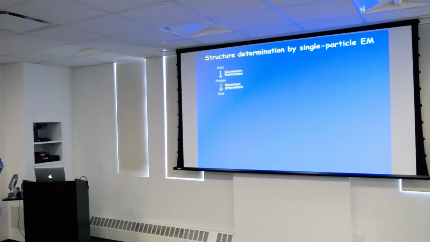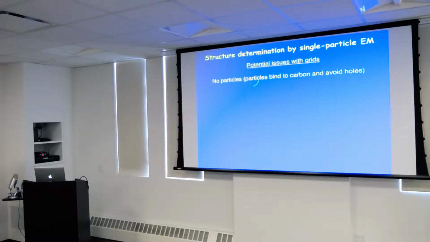So the next thing is specimen preparation. You have your perfectly purified protein, you prepare your perfect grid. And then the issues that you can have are that you have perfect grids, but you don't have any particles on your grid. Or you can have a perfect grid, but it always shows you the same orientation. That happens actually quite often. It's not an unusual problem to have. The problem of no particles basically means that the particles like to adsorb to the carbon film and to avoid the holes. So you have to find a way to push the particles into the holes of your carbon film.